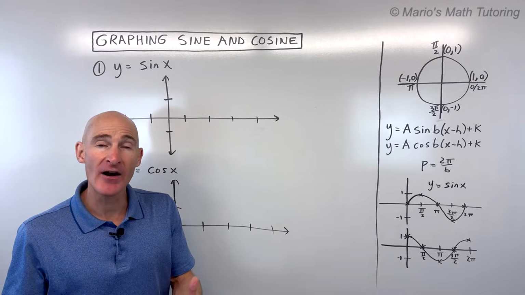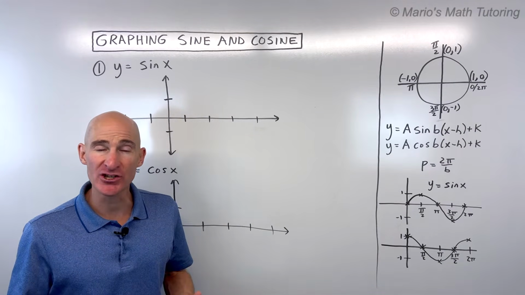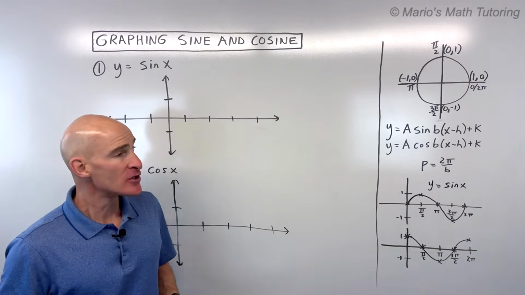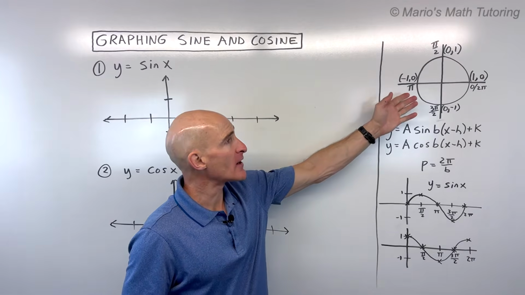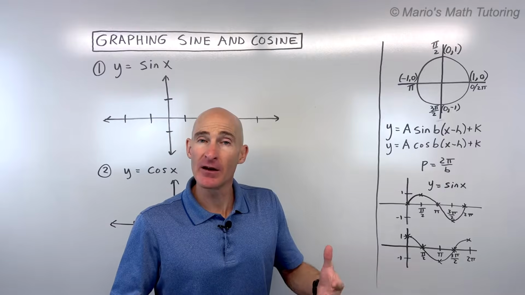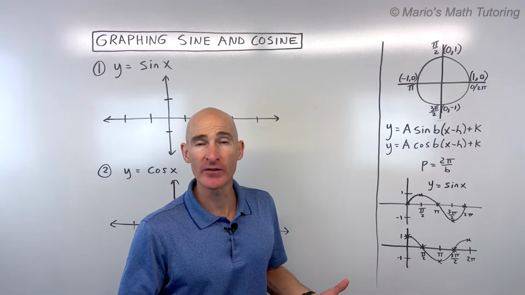How do we get the graphs? And then how do we do the transformations, like the stretching and the shrinking, the shifting, reflecting, etc. So the first thing we want to do is talk about the unit circle. And you've already learned about the unit circle. If you haven't, go ahead and reference my unit circle videos.